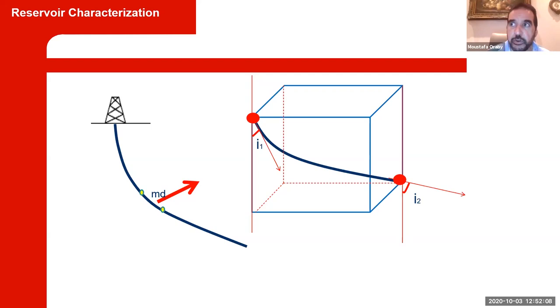So every two points on any curvature, they have an inclination one, which is the angle between the tangent at the first point and the Z direction, and the tangent of the line at the second point and the Z direction. This is I1 and this is I2. Inclination one and inclination two.